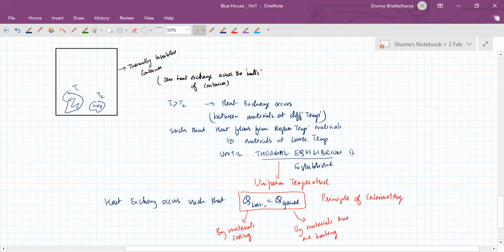Remember, this heat exchange is happening in a thermally insulated environment. So there's no heat exchange between the inside and the outside. So in that situation, inside the thermally insulated vessel, any loss of heat by a material which is cooling down will be equal to the total gain of heat by the materials which are heating up.